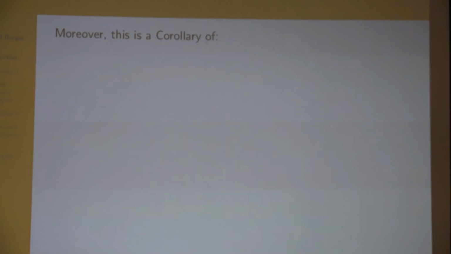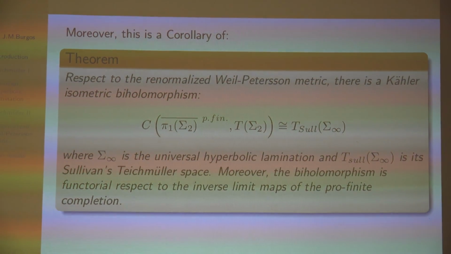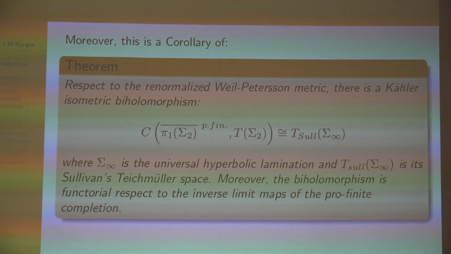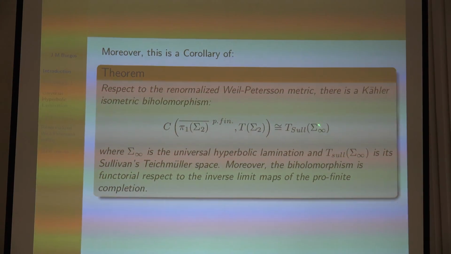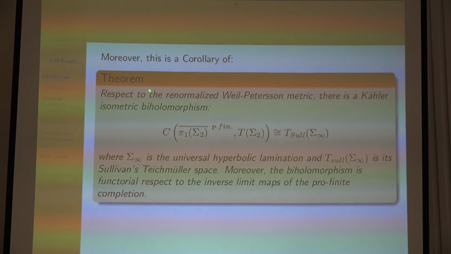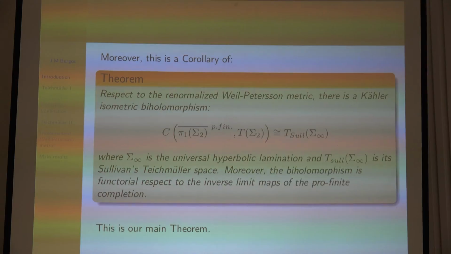And moreover, this is a corollary of the main result of our work. With respect to the renormalized Weil-Petersson metric, there is a Kähler isometric biholomorphism between the Sullivan's Teichmüller space of the universal hyperbolic lamination and the continuous functions of the profinite completion of the genus 2 curve fundamental group and the Teichmüller space of the genus 2 curves. That's our main result. And moreover, in a sense I will explain at the end of the talk, this result is functorial with respect to the inverse limit maps of the profinite completion. What is it? C? Continuous? Continuous. C is continuous.